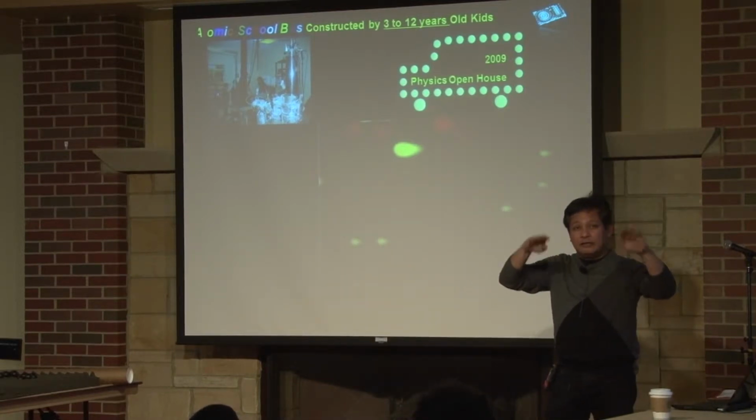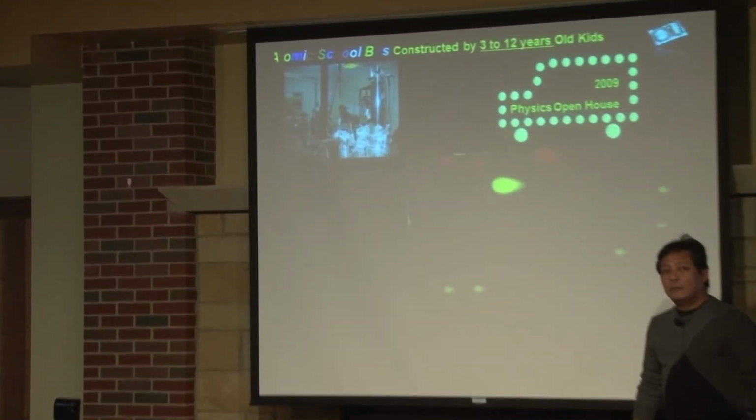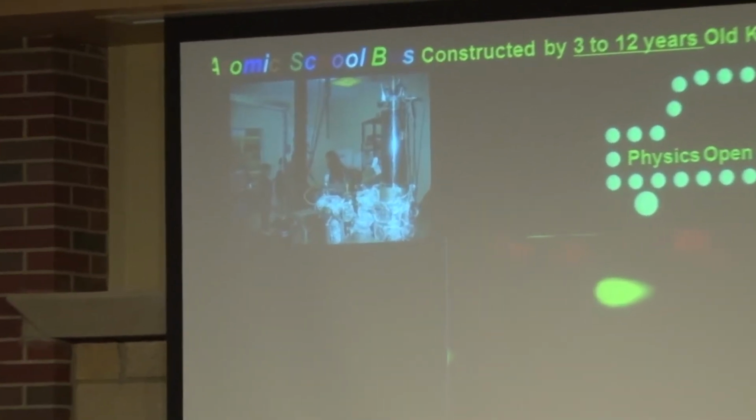Can you reduce the light a little bit, please? Can you reduce the light?